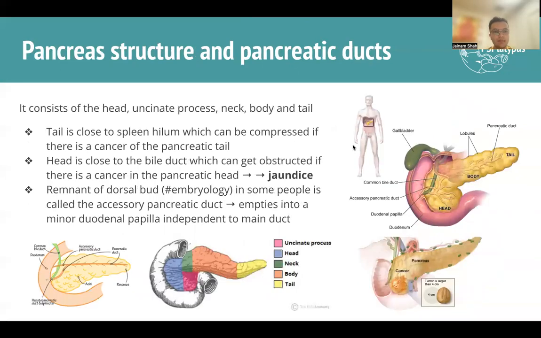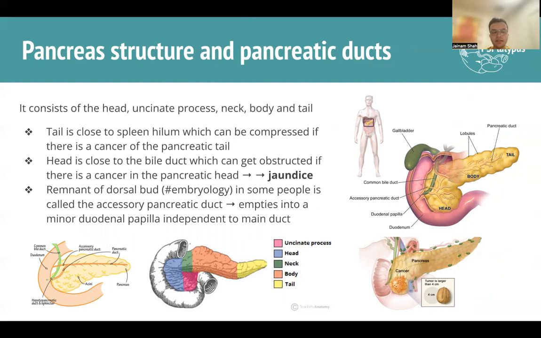All right. When we get to the pancreas, very, very simple. When you get to physiology, you'll know all about the pancreas and its functions. But in terms of anatomy, it contains the head, the uncinate process, which is, again, going back to embryology, the neck, the body, and the tail.